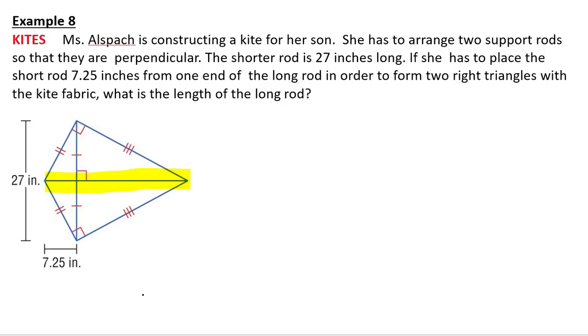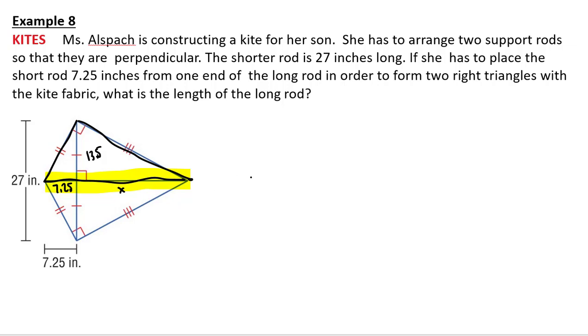What they want us to recognize is that this is a big right triangle. It's also a kite. So this here is 7.25. This piece here is half of 27, which is 13.5. So I need to find this length. Okay, I'm going to name that X.